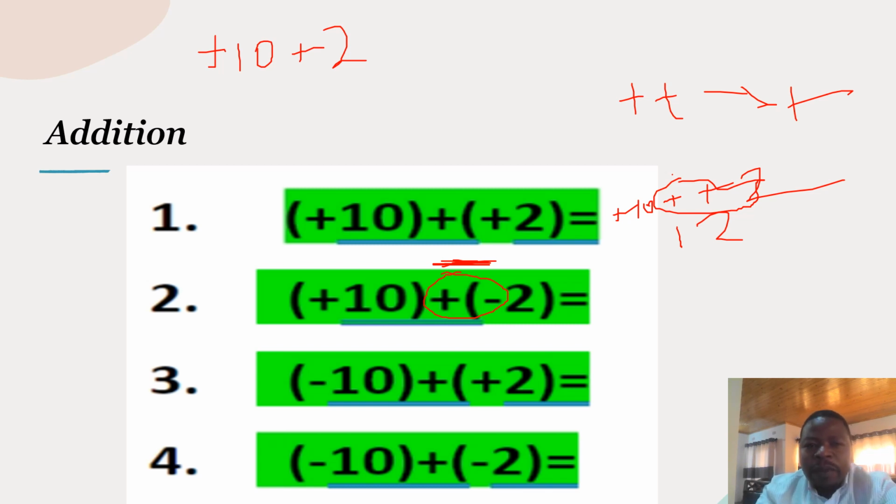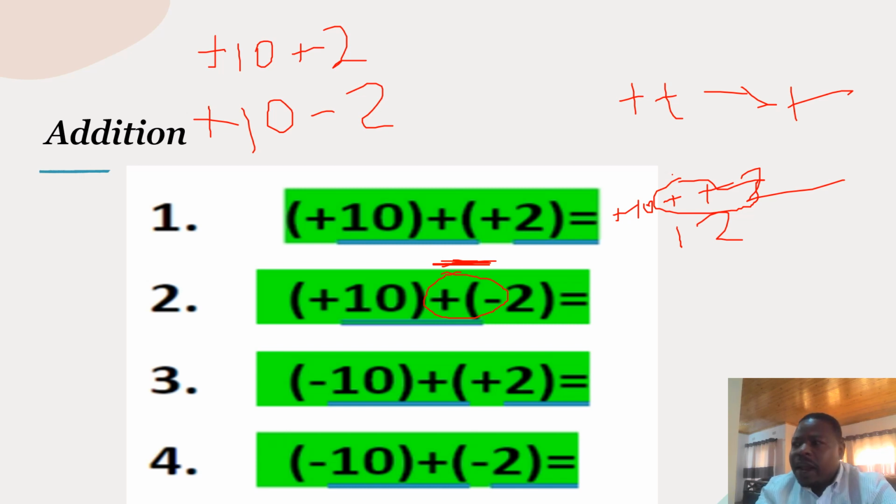And when we have plus 10 minus 2, we are now dealing with a situation where this 10 is positive, then the minus belongs to 2. So at the end of the day, I'm dealing with 2 numbers that have got different signs. As you can see, the signs are not the same now.